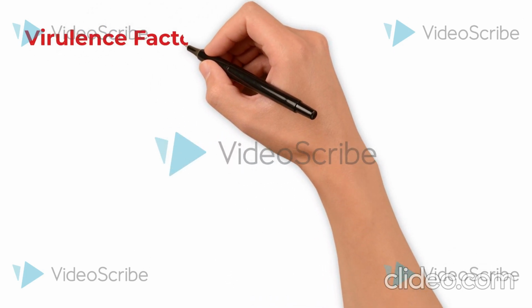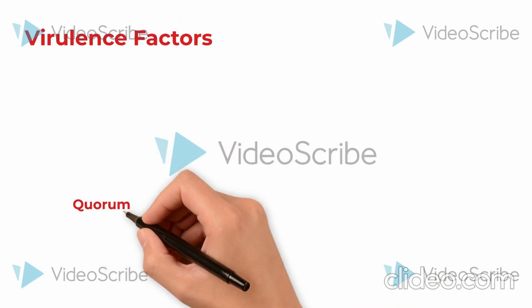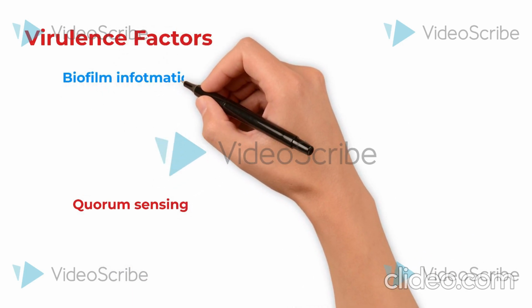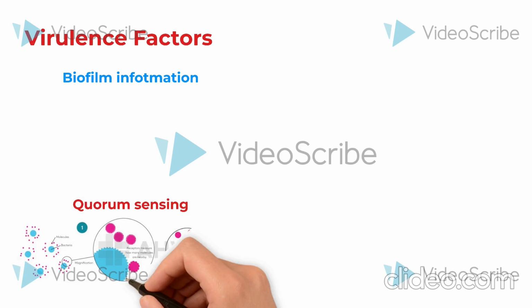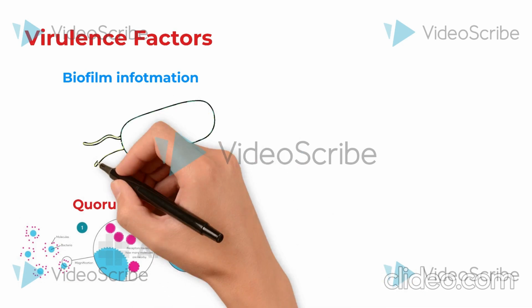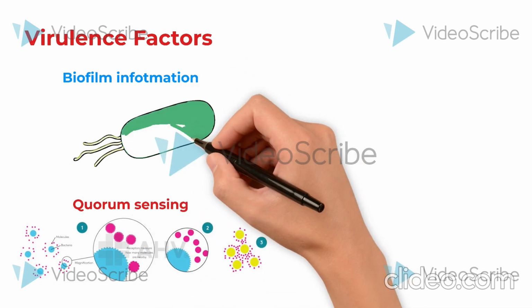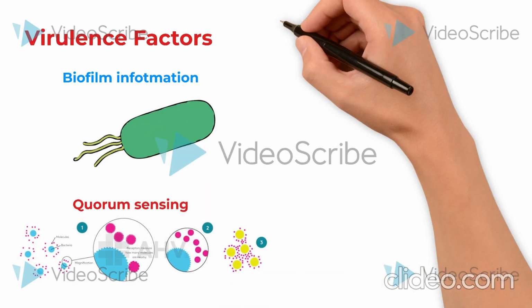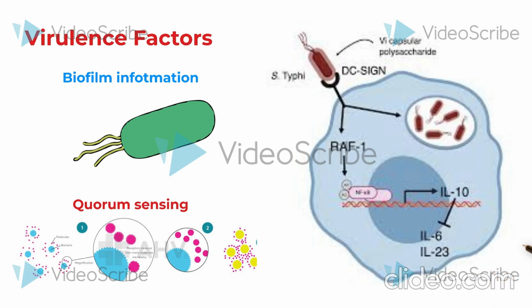Virulence factors. The Vi capsular antigen helps the bacteria hide from the immune system. In addition, Salmonella typhi uses quorum sensing, a method of bacterial communication, to coordinate actions like biofilm formation, enhancing survival.